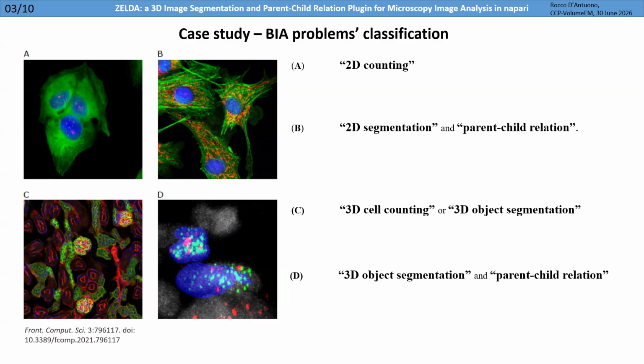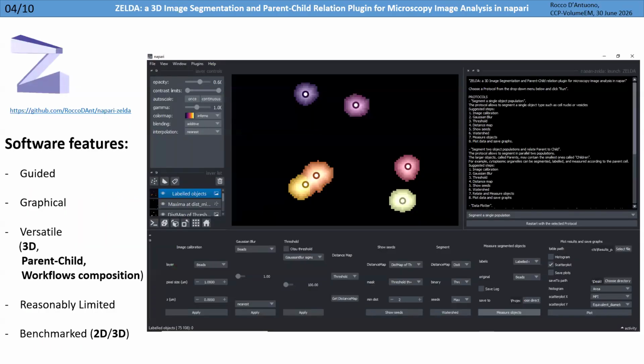This might be RNA particles inside the cell nuclei, or eventually one could have, like in panel C, a tissue where a particular region of the tissue slice has to be segmented in order to count anatomical structures. When I tried to develop the plugin, I thought that these are very common problems, and I tried to find a solution using Napari. Therefore, I developed Zelda.